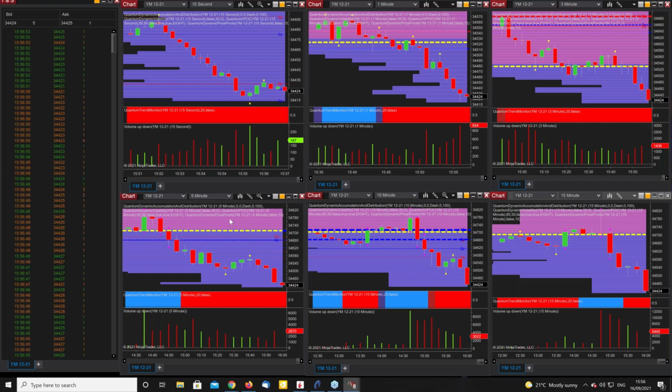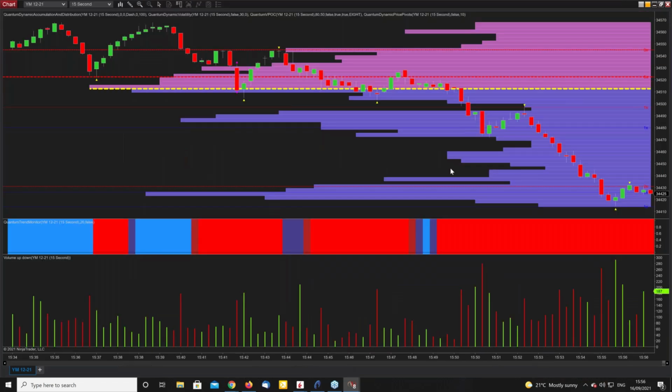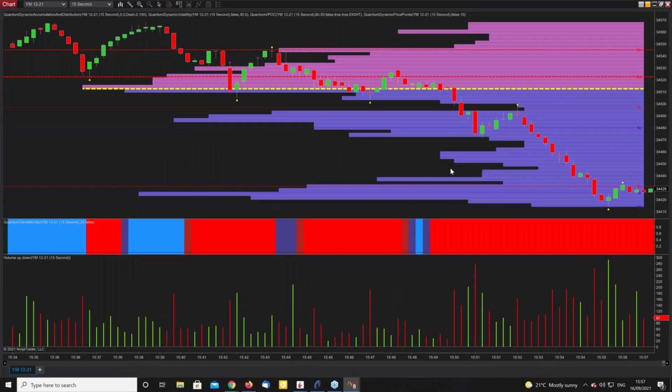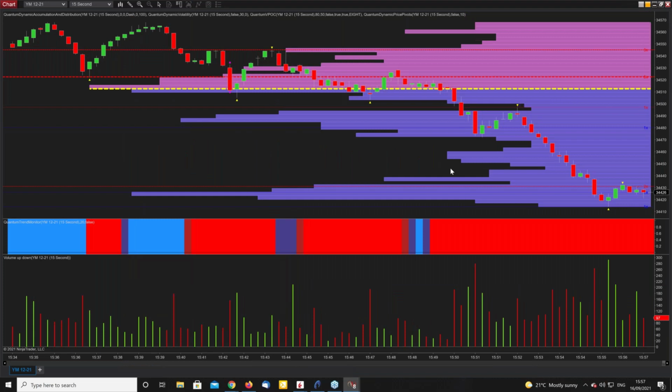Let's just pick out one or two other things if I can on this. Just see where we are. I mean, this is 15-second. This is real out and out scalping territory. But the same principles apply exactly. You've got this move lower here. You've got generally rising volume with it, which is fine. That's what you want to see.